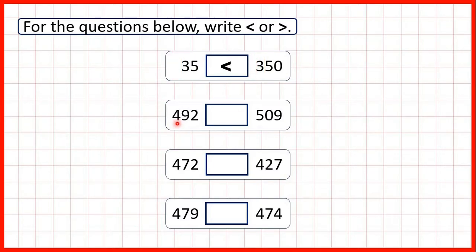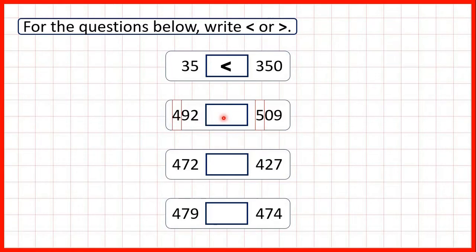Now we have 492 and 509. Now when we're comparing numbers, we always start by comparing the larger place values. Remember, ones are smallest, then tens, then hundreds.